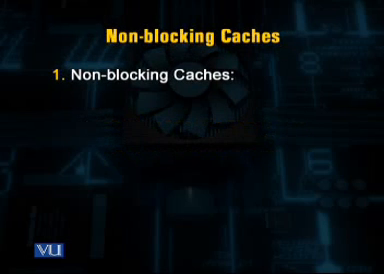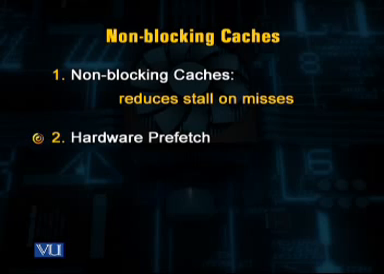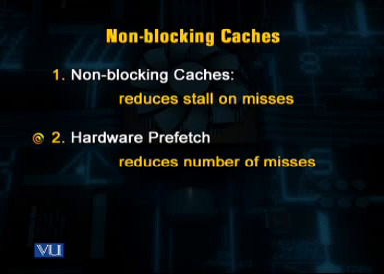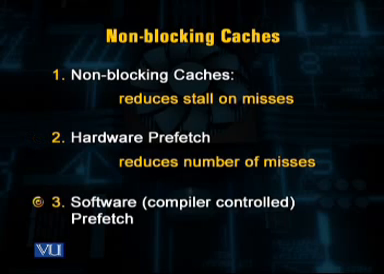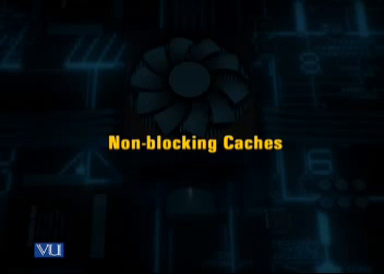The first one is non-blocking caches, which is used to reduce the stalls on misses. The second approach is usually known as hardware prefetching, which is used to reduce the number of misses. And the third one is software prefetching or compiler-controlled prefetching. This method is also used to reduce the number of misses.